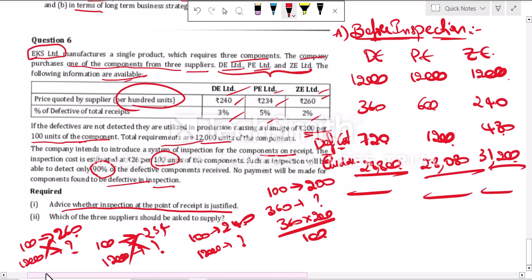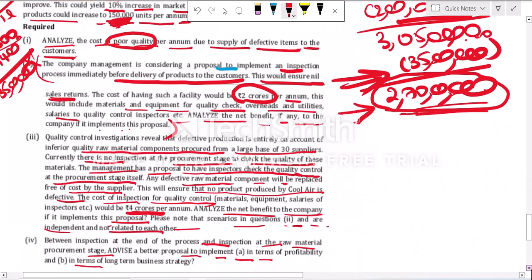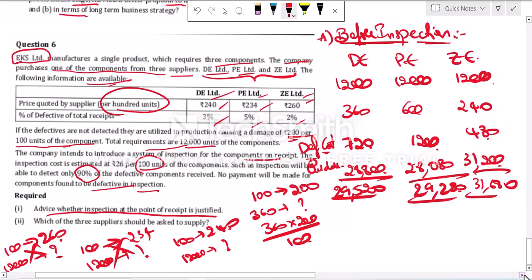Now add that one. 720 plus 28,800, 29,520. 1200 plus 28,080, 29,280. 31,200 plus 480, 31,680.